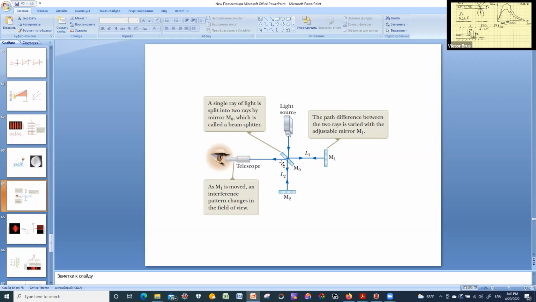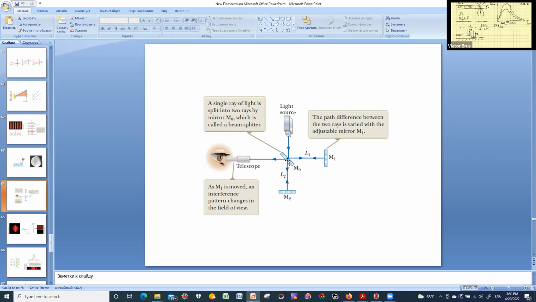So we go from 1 beam to 2 beams, which travel to mirrors, already not semi-transparent, just normal mirrors, M1 and M2. So these beams are reflected, and when they come back to this semi-transparent mirror, the observer can see the result of superposition of these 2 beams reflected from mirrors M1 and M2.